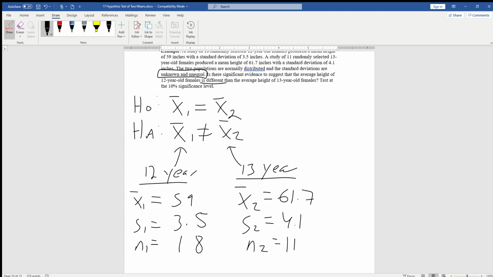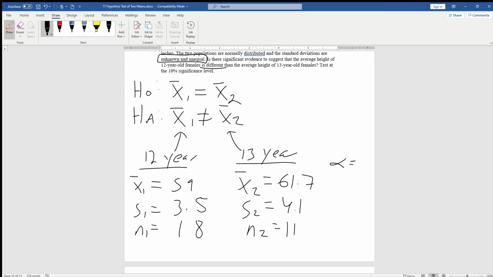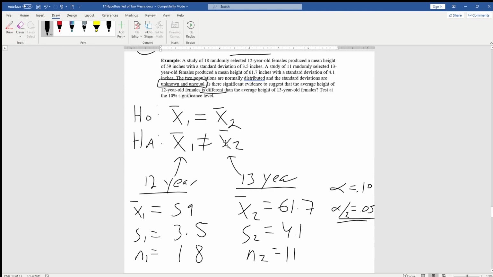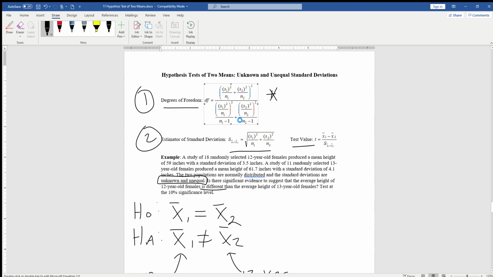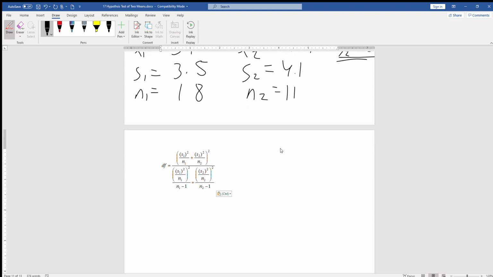It also tells us that alpha is 10%, and we know that it's a two-tailed test. So alpha is 0.10. However, because it's a two-tailed test, we need alpha over 2, which is 0.05, and that's what we're going to look up once we get the degrees of freedom. Now we do have a fairly cumbersome formula for degrees of freedom, so I'm going to copy this. We're just going to substitute the values in directly to find the degrees of freedom. It's a little bit taxing, but hopefully it won't be too bad.